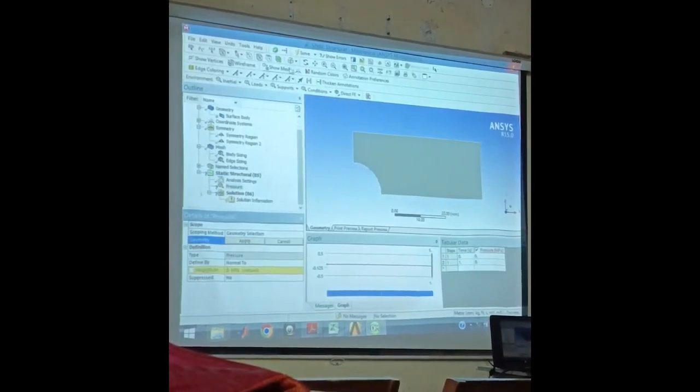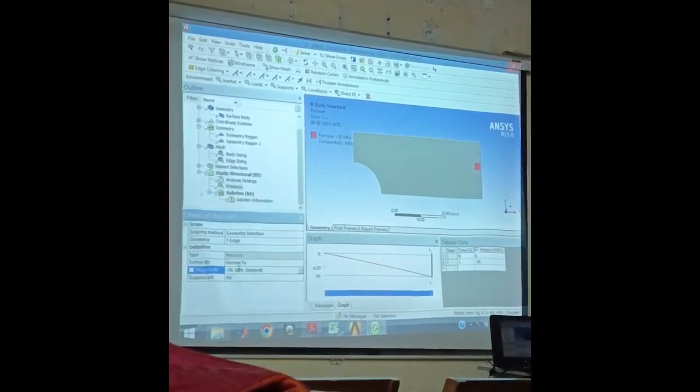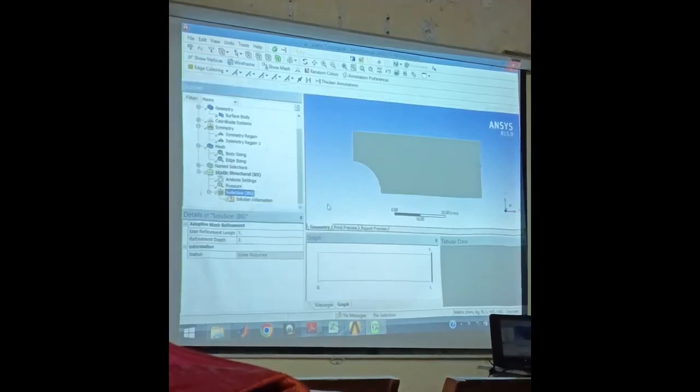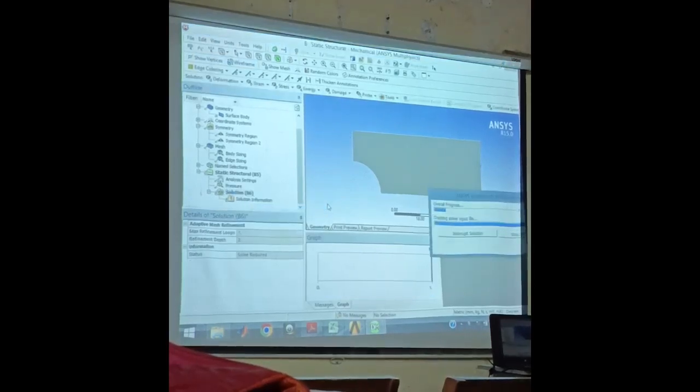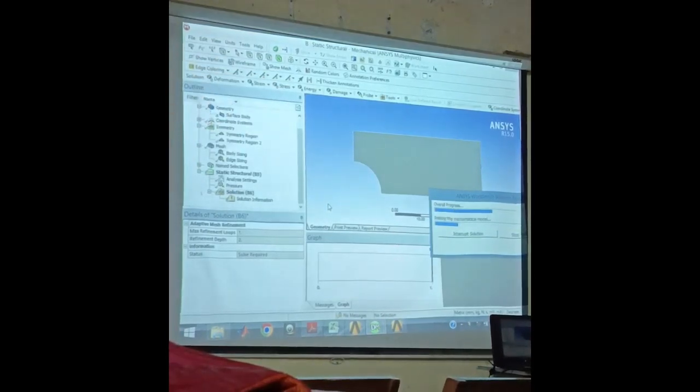I want to apply minus 10 MPa pressure. What does minus 10 MPa pressure mean? It means tensile. I want tensile. Right? That's all. Solve. Let me check the KT value. So pressure was applied in the right direction? Huh? No, pressure is not directional. It is always perpendicular to the surface.